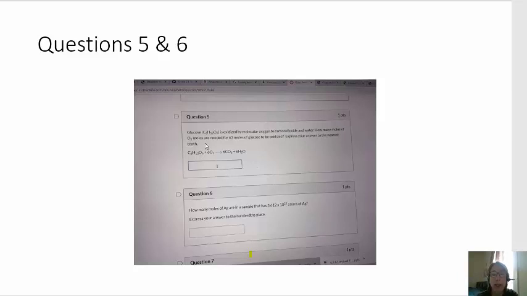Question 5 on the practice test tells us that glucose, C6H12O6, is oxidized by molecular oxygen, O2, to form carbon dioxide and water. The question asks how many moles of oxygen are needed for 63 moles of glucose to be oxidized, and there's a typo in there with an extra "mole." So express your answer to the nearest tenth.